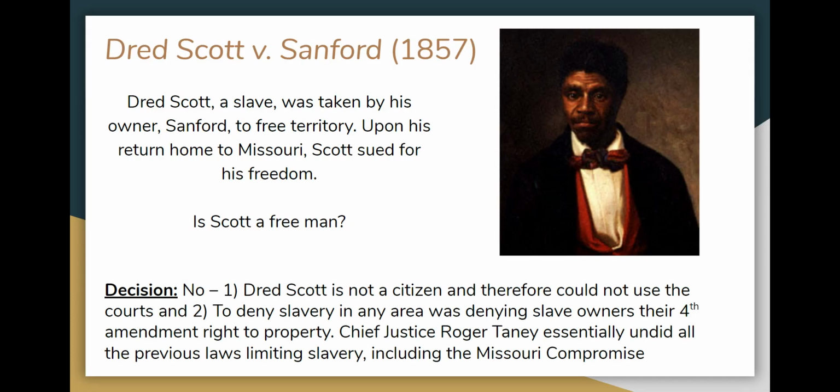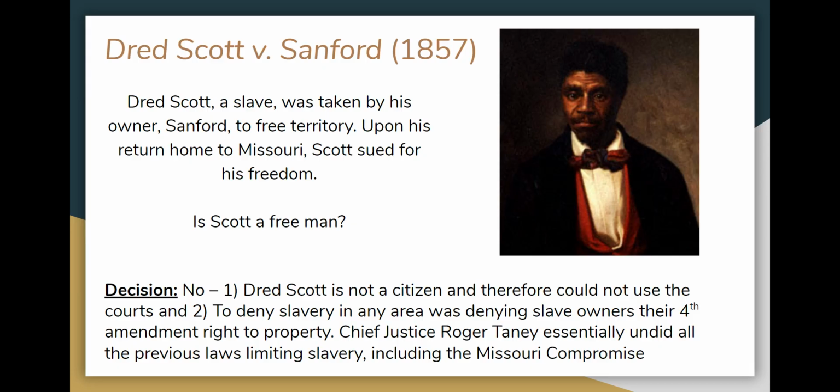Well, the Supreme Court said no. First of all, Dred Scott is not a citizen. He's property, and therefore he can't use the courts. He doesn't have the right to sue. And second, to deny slavery in any area was denying slave owners their Fifth Amendment rights to property.